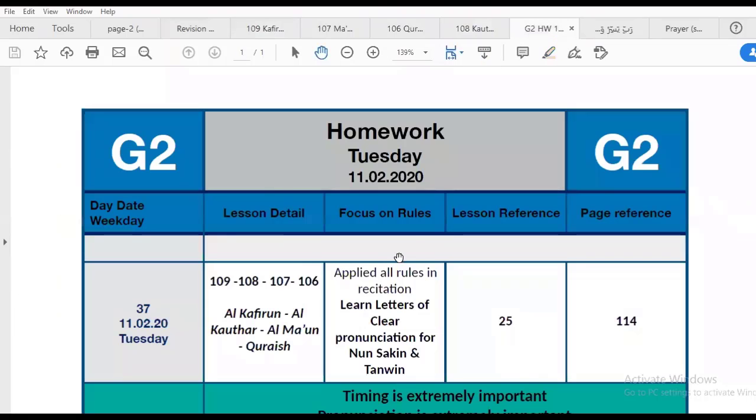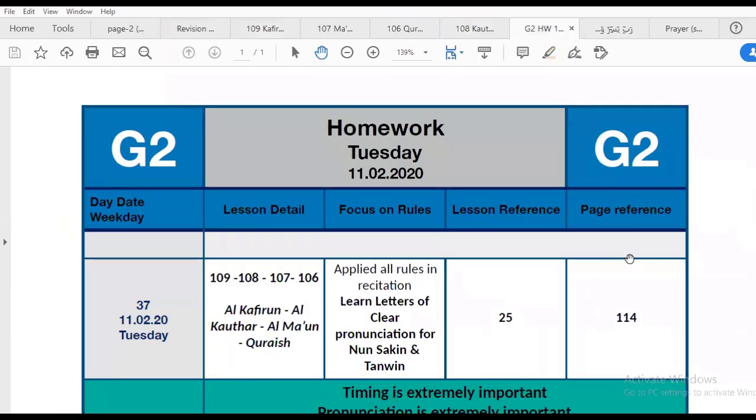Allah Hafiz. So for your homework, in today's class, of course, we have gone over some surahs to help us revise the rules. So for the homework, please revise those surahs that we have covered in today's class and understand what rules are being applied. Okay, so the surahs today we covered were Surah Al-Kafirun, Surah Al-Kawthar, Surah Al-Ma'un, and Surah Quraysh. Okay, chapter 106 to 109 in the Holy Quran.